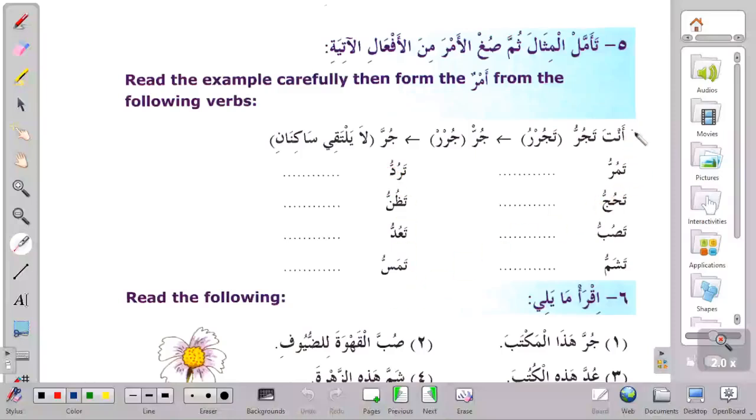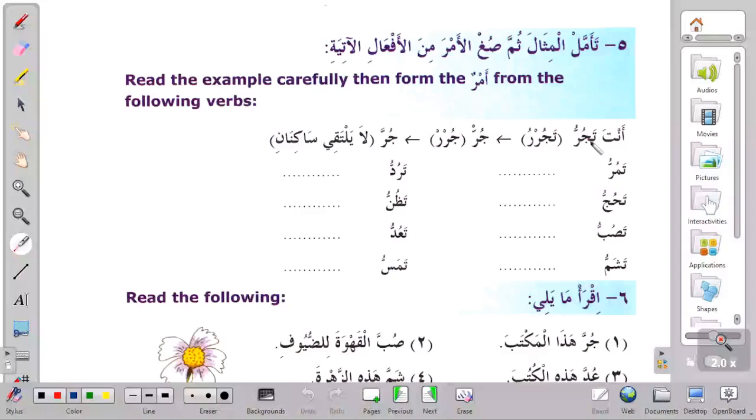So this is an example. The first one, let's look at it. Anta tajurru, that is you are dragging. Jarra yajurru, it means to drag or to pull something. So anta tajurru, you are dragging. And if you can remember, that is what we use to form the amr. We have to use the mukhatab, okay, for conjugating the amr.